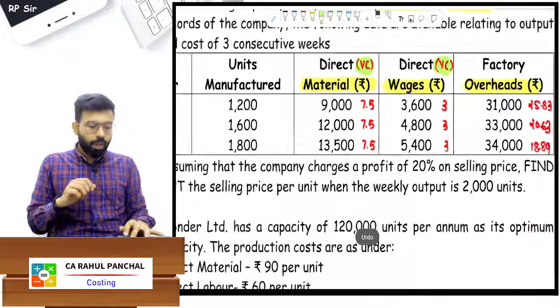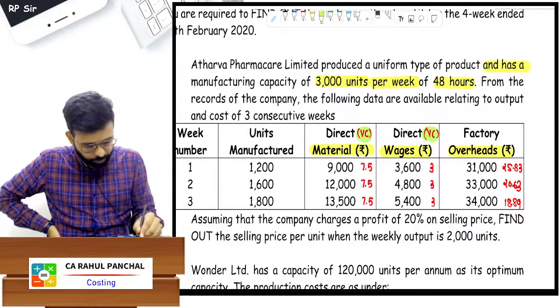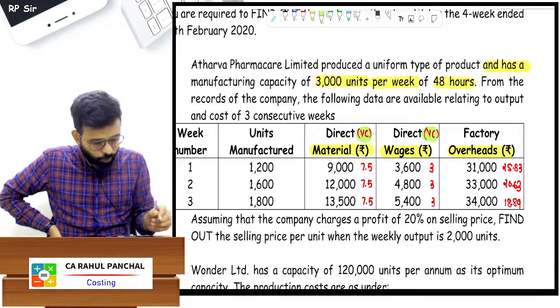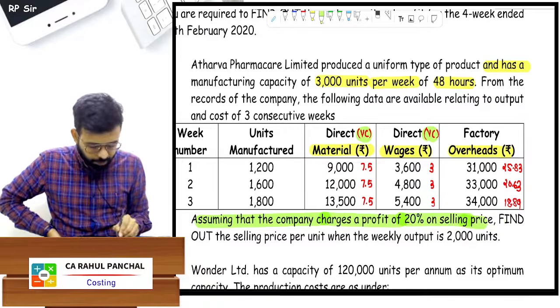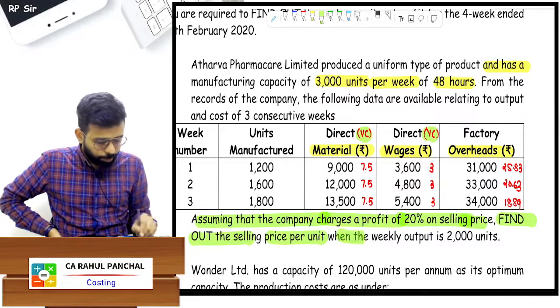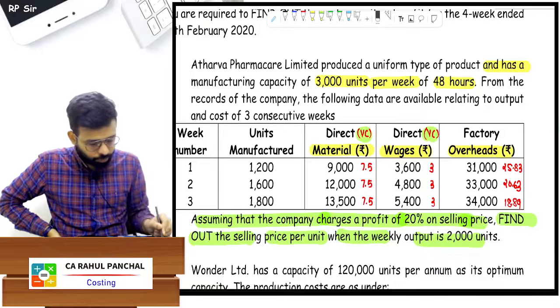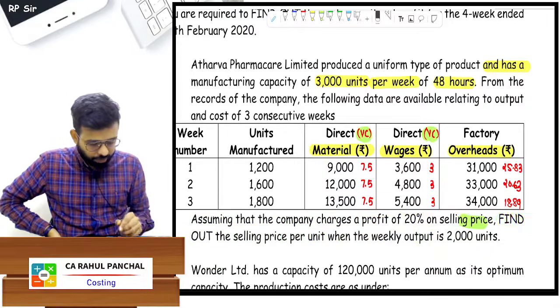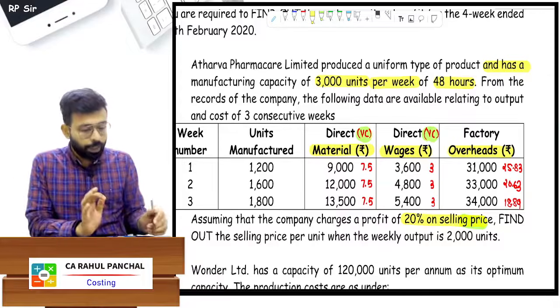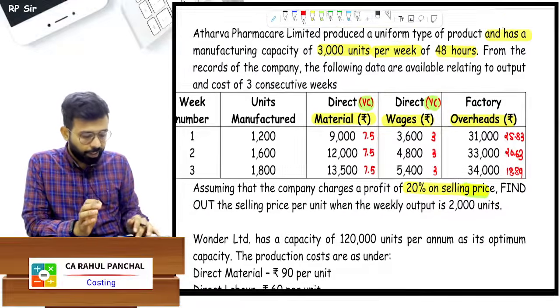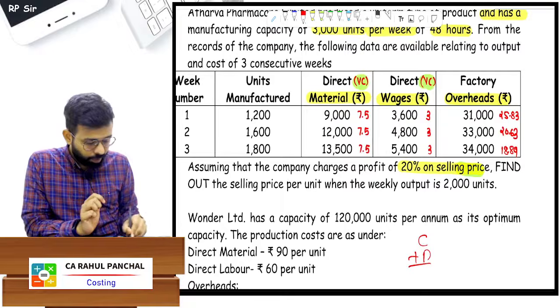Okay, we know how to deal with this. Now what is written in the question is, assuming the company charges profit of 20% on selling price, find out the selling price per unit when the weekly output is 2000. First of all, the data is given with reference to per week. If the profit is 20% on selling price, then how do you write it? Cost plus profit gives selling price, and if profit is 20% on selling price, then cost will be 80.